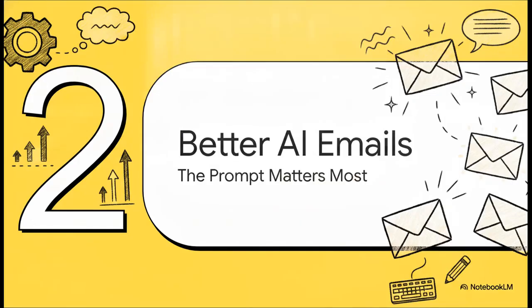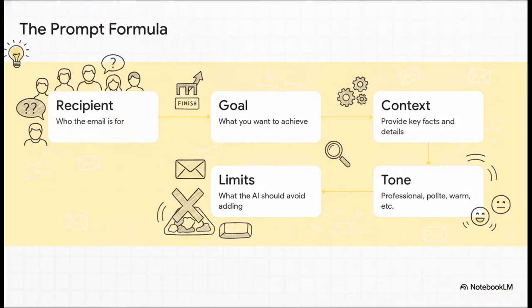Section 2. Writing better AI emails. The tool you use definitely matters, for sure, but the quality of the instruction you give it matters just as much, if not more. If you want to avoid what Harvard Business Review calls AI-generated slop, that highly polished content with 0 actual substance, you have to use this simple 5-part prompt formula: recipient, goal, context, tone, and limits. Telling the AI exactly what it should not do is literally the secret to keeping it on track.